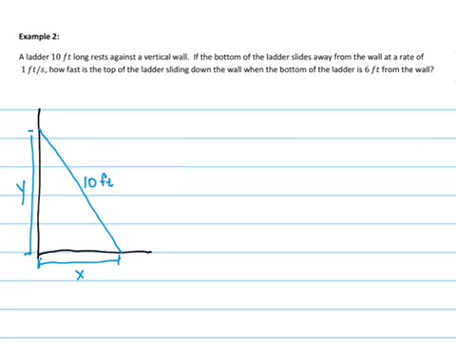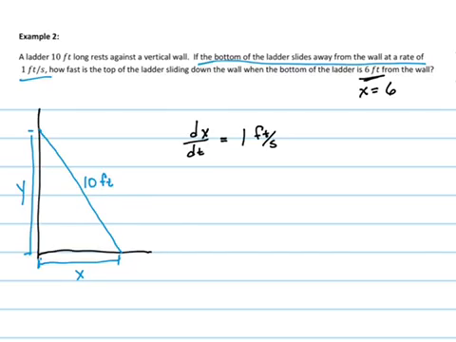Now, here's what we know. The bottom of the ladder slides away from the wall at a rate of 1 foot per second. So dx/dt is increasing by 1 foot per second. The x value is changing at a rate of 1 foot per second. And the current time that we're going to talk about is when the bottom of the ladder is 6 feet from the wall. So we're going to be looking at when x equals 6.